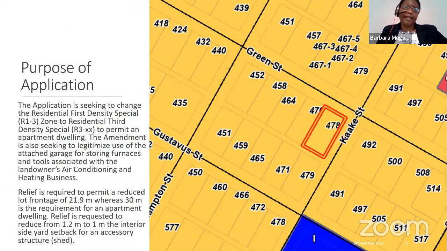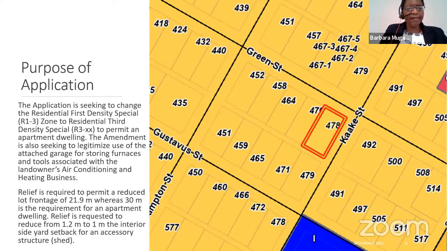So this application, therefore, is seeking to change the residential first density zone to a residential 3rd density zone to permit an apartment dwelling. The amendment is also seeking to legitimize the use of the attached garage for storing furnaces and tools associated with the air conditioning and heating business.